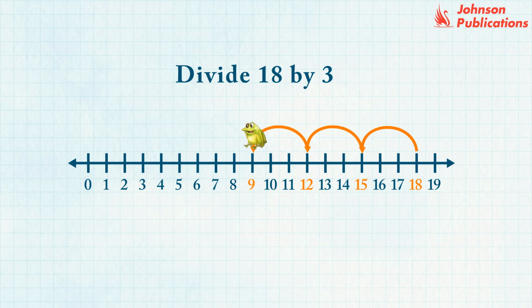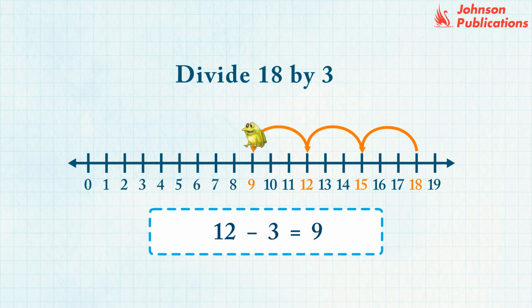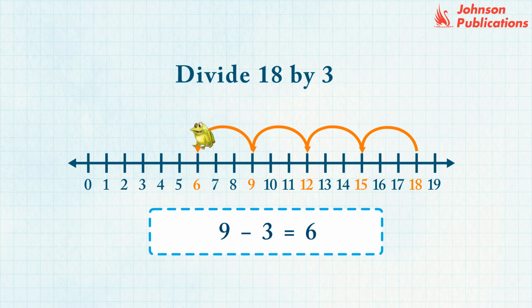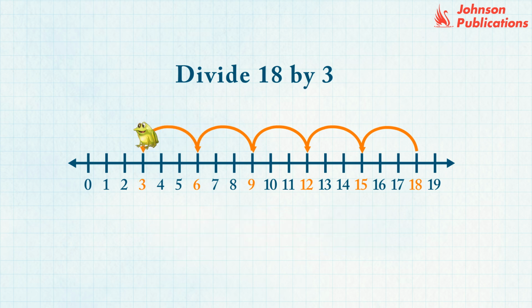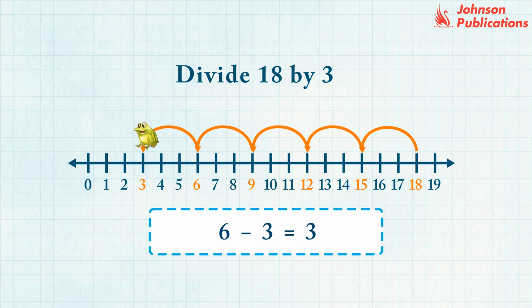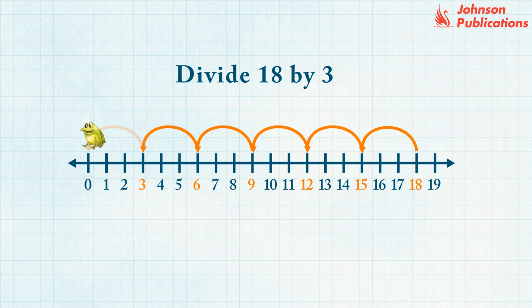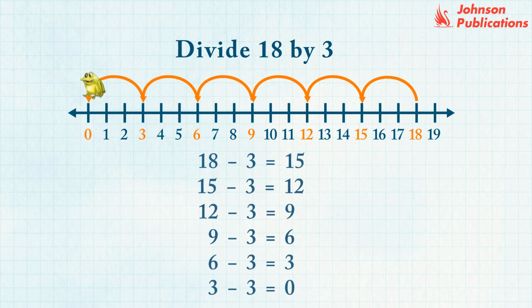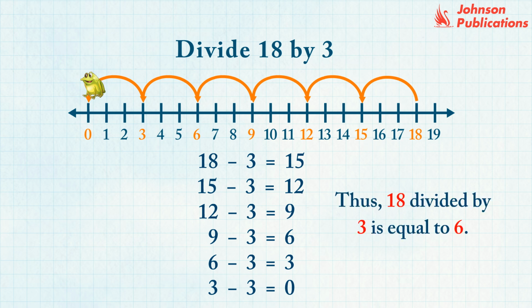Subtract 3 from 12 and hop to 9. 12 minus 3 is equal to 9. Subtract 3 from 9 and hop to 6. 9 minus 3 is equal to 6. Subtract 3 from 6 and hop to 3. 6 minus 3 is equal to 3. Subtract 3 from 3 and hop to 0. 3 minus 3 is equal to 0. The frog has hopped backwards 6 times. Thus, 18 divided by 3 is equal to 6.